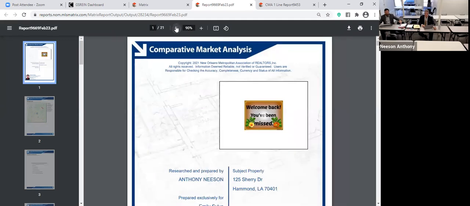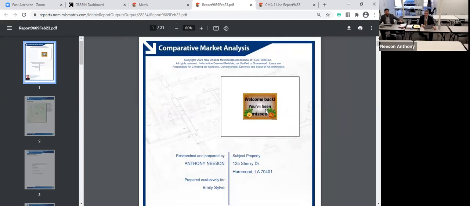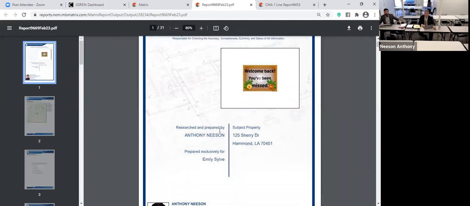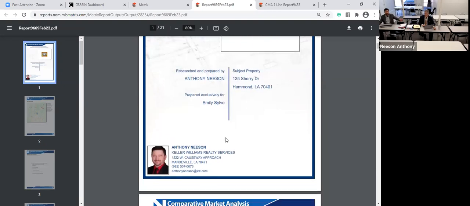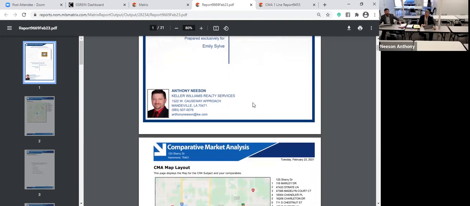Okay, so this would be the picture of the house. I picked this one. It's got research and prepared by me on this property, prepared exclusively for your client. So this could be your for sale by owner, or this could be the person you're going on your listing presentation for, but it's specifically for them. That looks pretty nice. Got my ugly little mug and all my info on it. So if they didn't know it was me, it's me now.